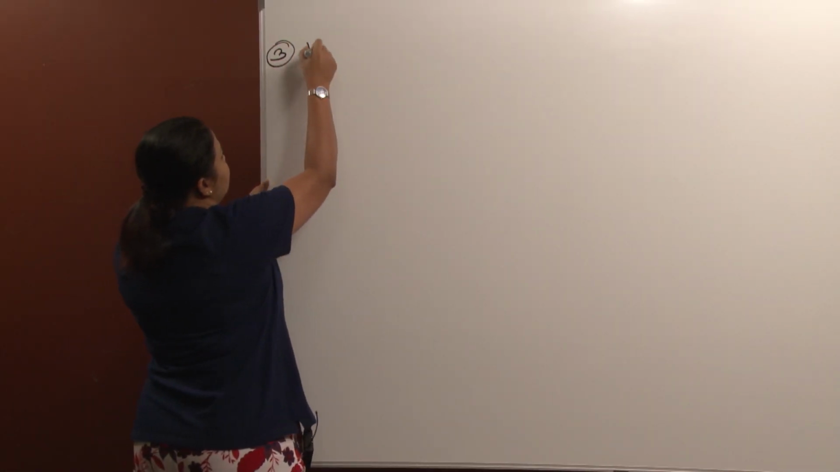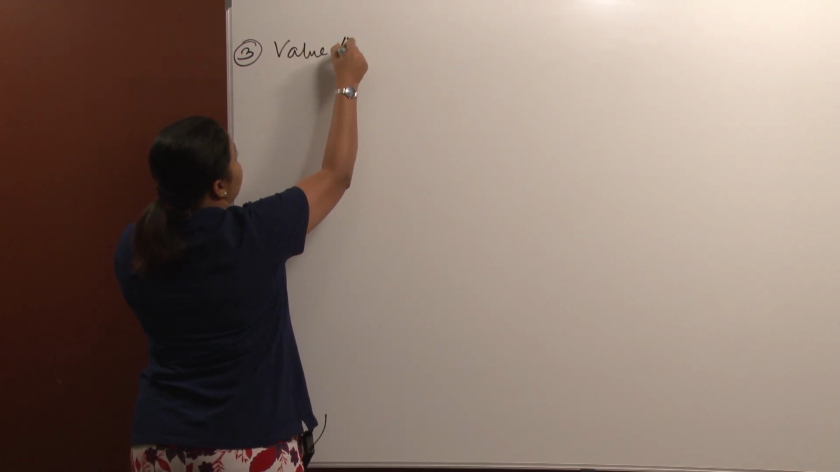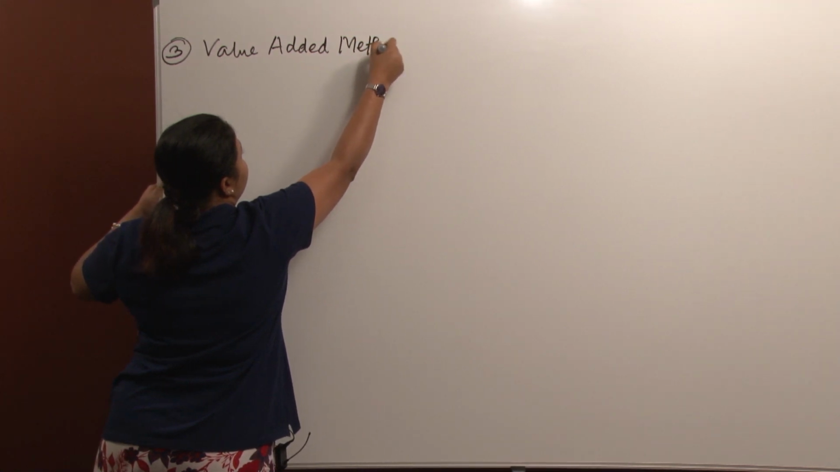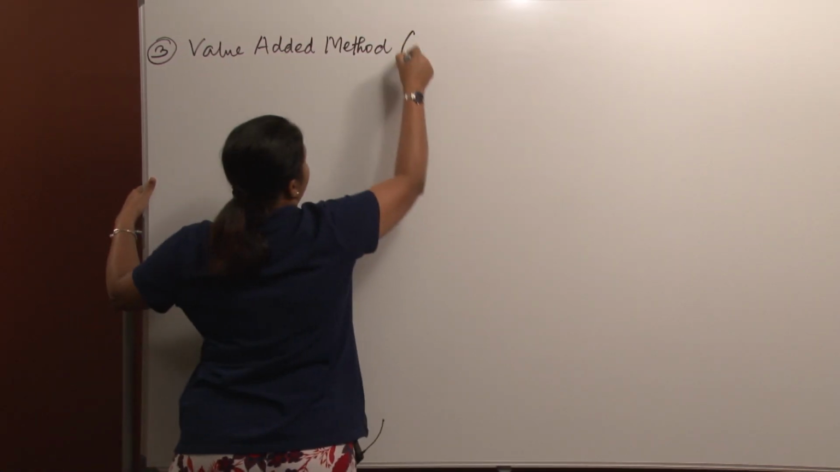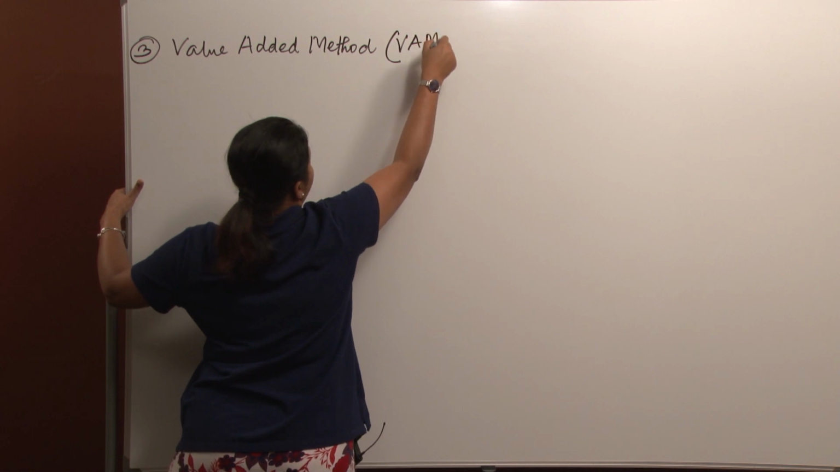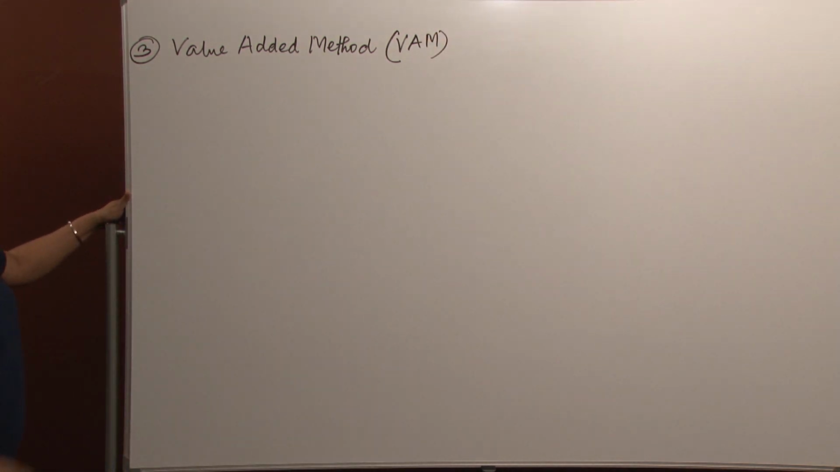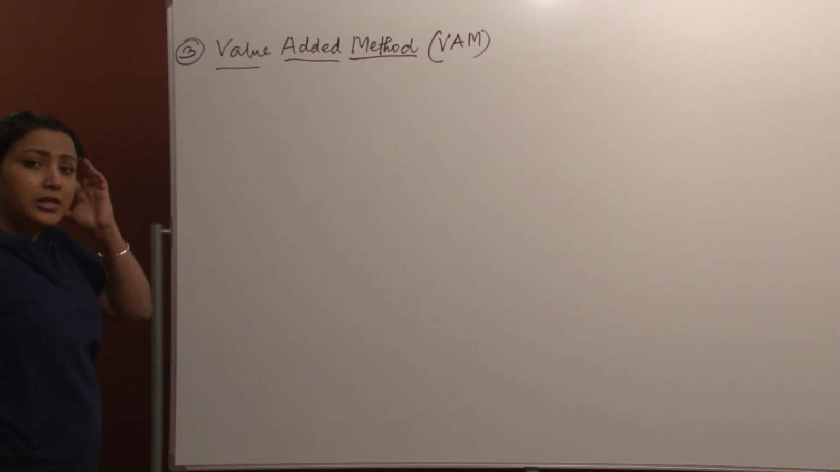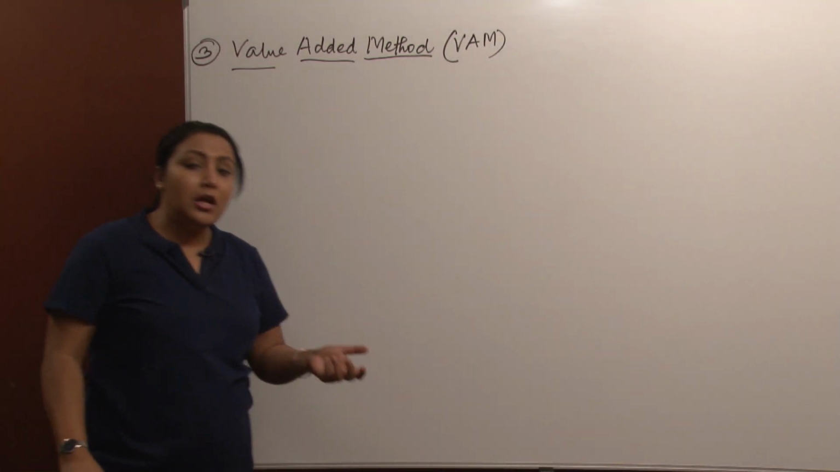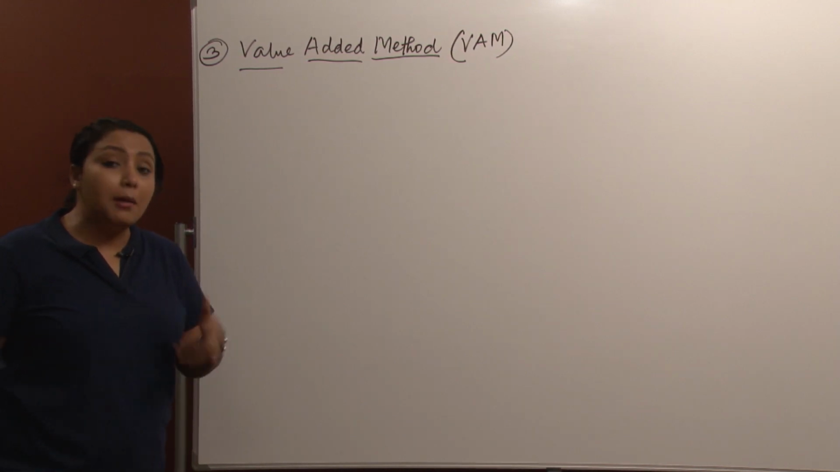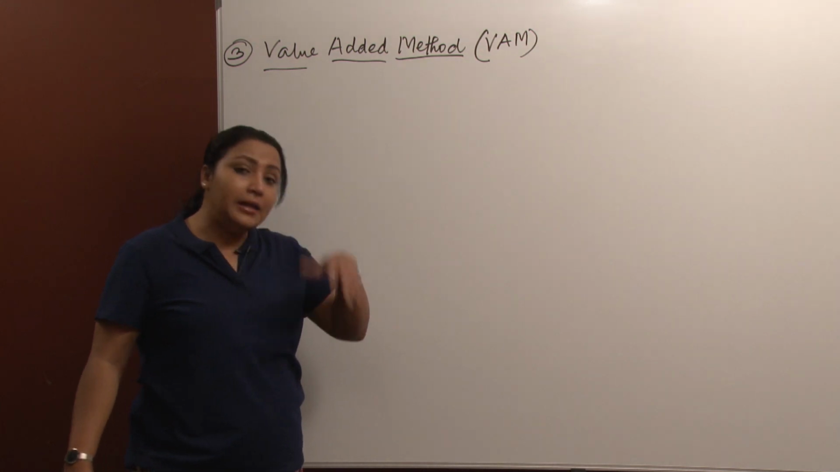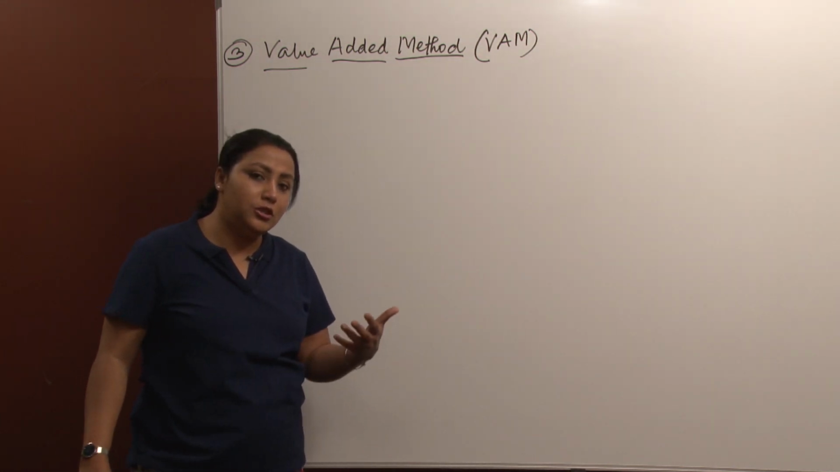Okay, so the third method for measuring the GDP is the value added method, abbreviated as VAM, the value added method. Now, the value added method is really a method which is important in order to avoid double counting in GDP calculation, right. So, again let me take you back to the definition of GDP.